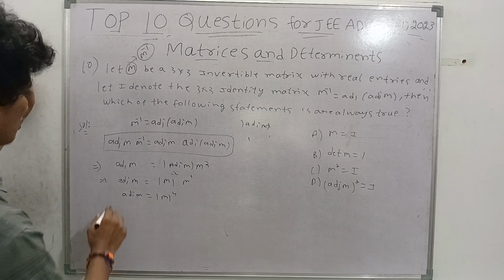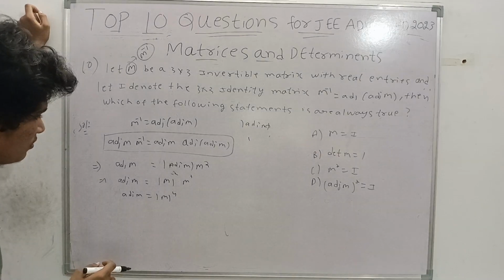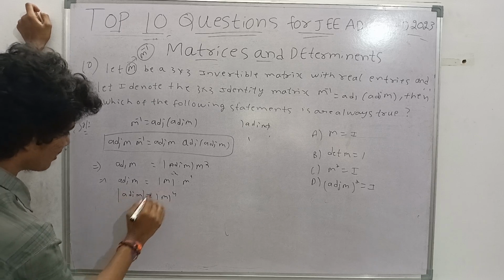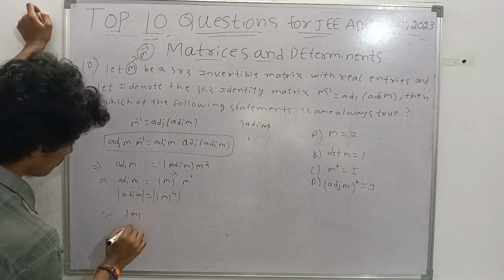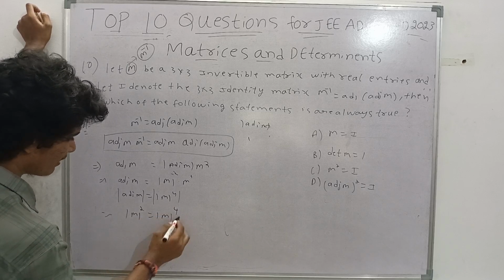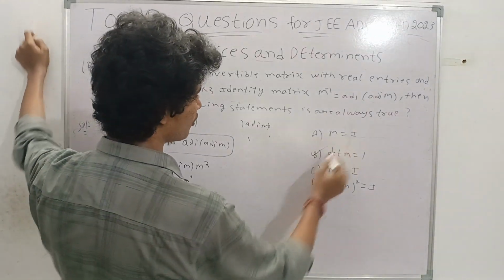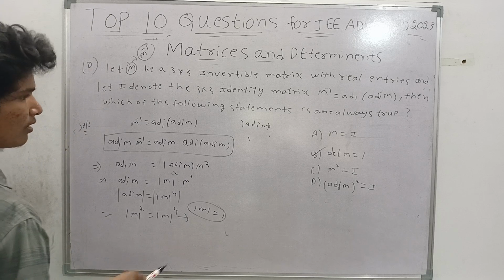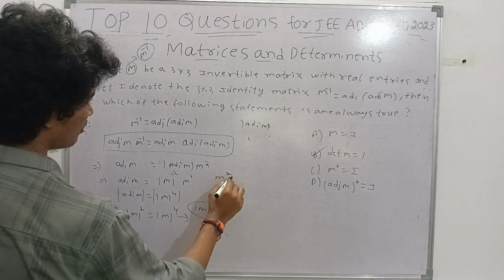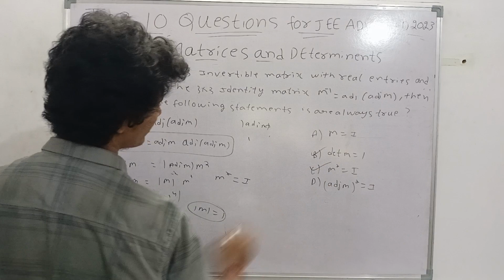So like this I can solve. And now, here it is adjoint M. If I take this, mod M square equal to mod M power 4, and from this we can easily say that mod M equal to 1, that is determinant of M equal to 1. It is clear. And when determinant of M is equal to 1, we can simply square this matrix M. What will we get? M square equal to I. This option C is also correct.